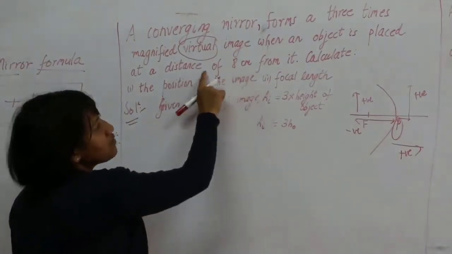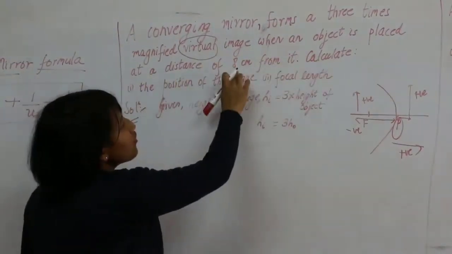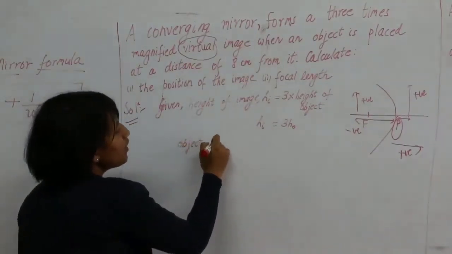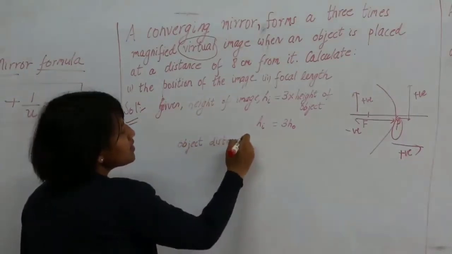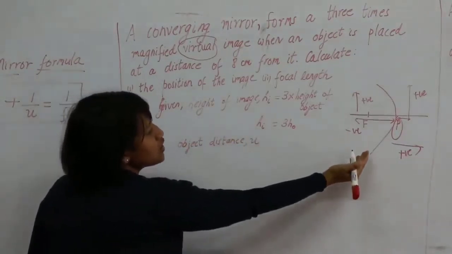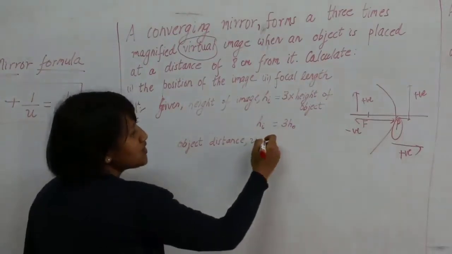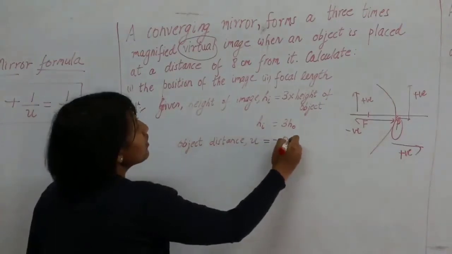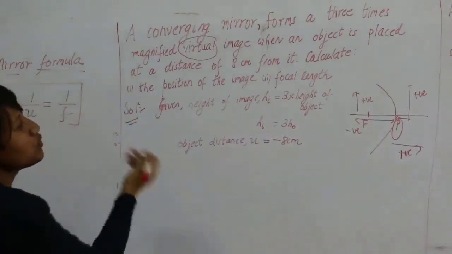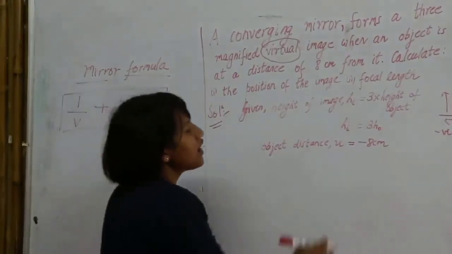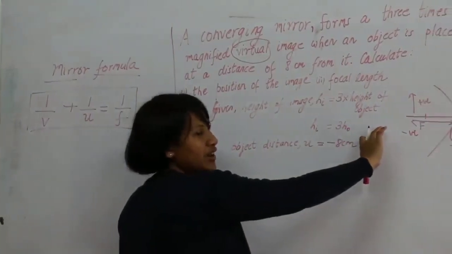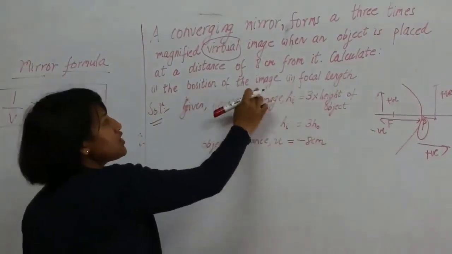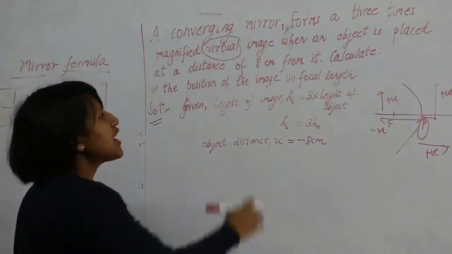And what is this 8 centimeter? When an object is placed at a distance of 8 centimeter from the mirror, it is the object distance, so it is u. Since it is towards the left of the pole, it will be negative. And here hi is positive. Why? Because virtual, erect. So plus. You need to calculate the position of the image, that is the image distance, and the focal length.